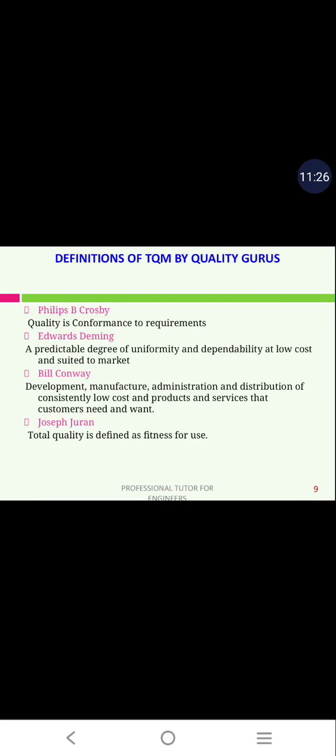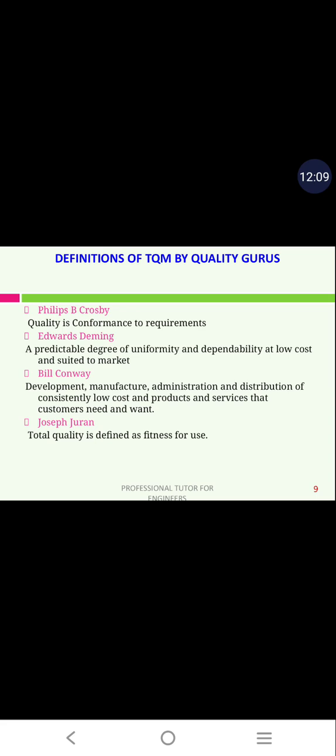Apart from this, a few people named quality gurus have given some definitions related to TQM. So, definitions of TQM by quality gurus. Who are quality gurus? Quality gurus are people who have done research and studied the implementation of total quality management: how to implement total quality management in a company and how the quality of the product can be improved. They have found some methods or procedures to improve the quality of the product. Those people are called quality gurus.